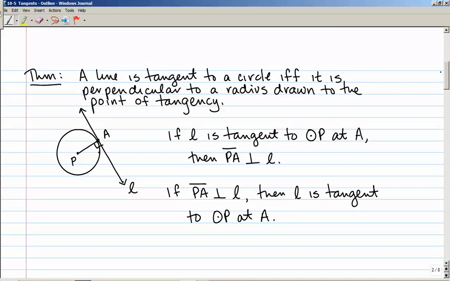Here's a theorem related to tangent lines. A line is tangent to a circle if and only if it is perpendicular to a radius drawn to the point of tangency. So, if line L is tangent to circle P at point A, then segment PA is perpendicular to line L. And conversely, if segment PA is perpendicular to line L, then L must be tangent to circle P at point A. In other words, a tangent line is perpendicular to a radius drawn to that point of tangency.